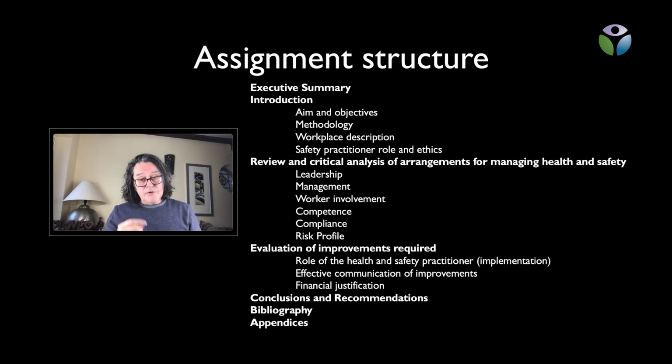In your introduction, there are 4 subheadings that you should stick to. Firstly, you need to state your aim and objectives. You need to be able to describe your research and development for the project itself. You need to have provided an adequate but comprehensive workplace description, and you also need to give some consideration to the role of the safety practitioner, yourself, and the ethics that govern our profession.